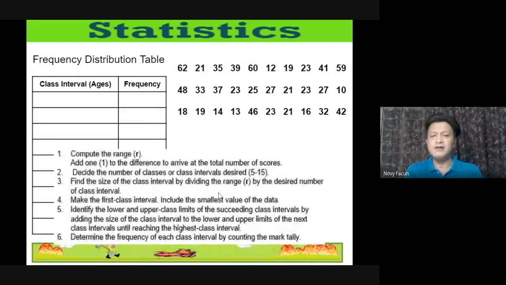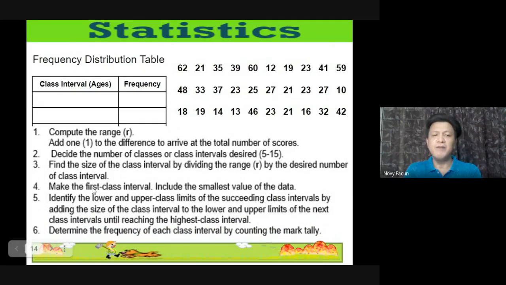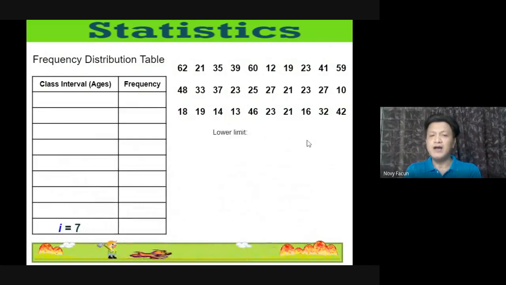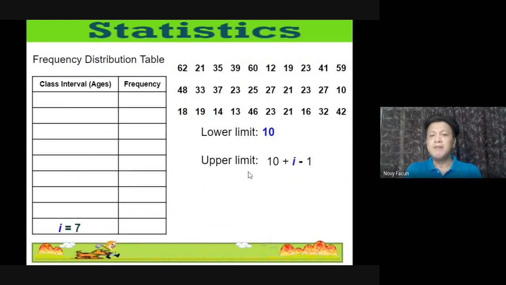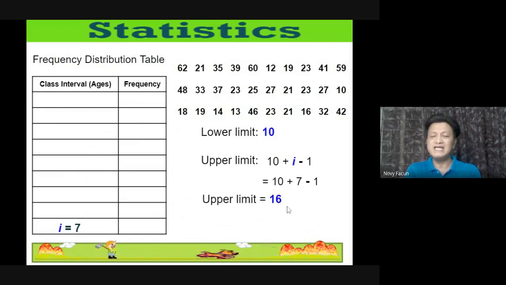And then find ayan, balikan natin yun, make the first class interval include the smallest value of the data. Hanapin muna ngayon natin yung lower limit natin. Pag sabing lower limit, yun yung smallest value natin dyan sa data. Yun yung age, which is 10. And then, we can now also find the upper limit. Pag sinabing upper limit, para mahanap yan, magpa-plus lang tayo doon sa 10 ng class size natin, which is 7. Tapos minus 1. Kaya that is 10 plus 7 minus 1. The upper limit is 16.